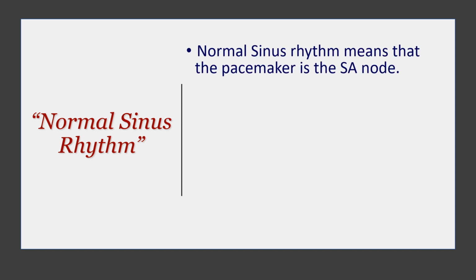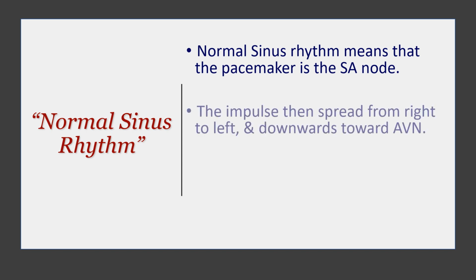So normal sinus rhythm means that the pacemaker of the heart is the SA node. So the impulses, the pacemaker, are all coming from the SA node. This is the pacemaker now. That is what normal sinus rhythm means. And then the impulse will spread from right to left, from where the SA node is to the other side of the heart, to the left side, and downwards toward the AV node.